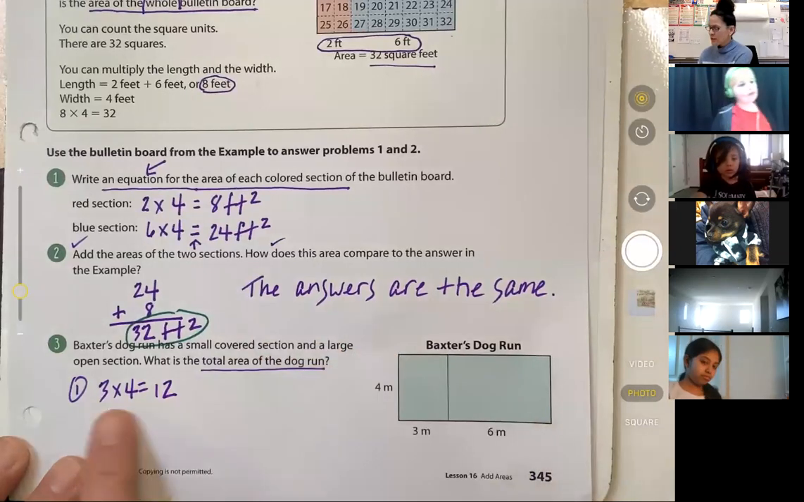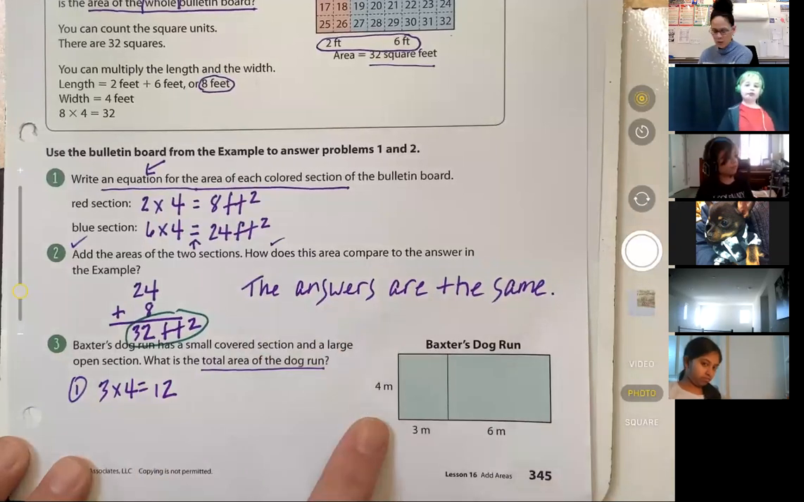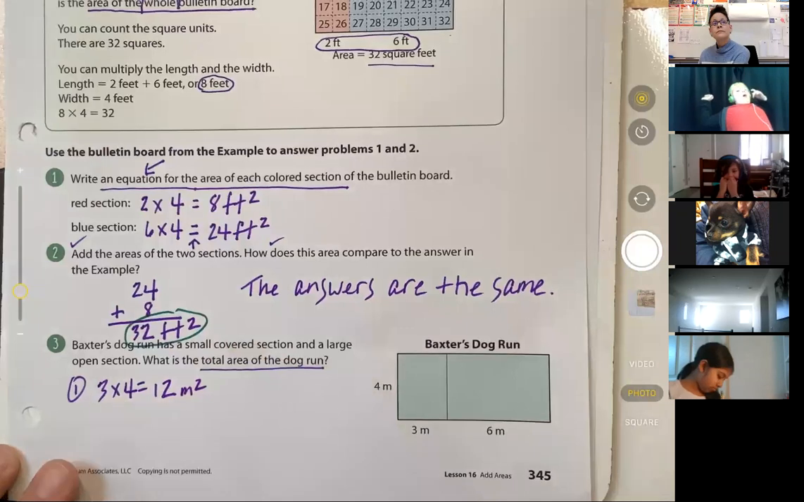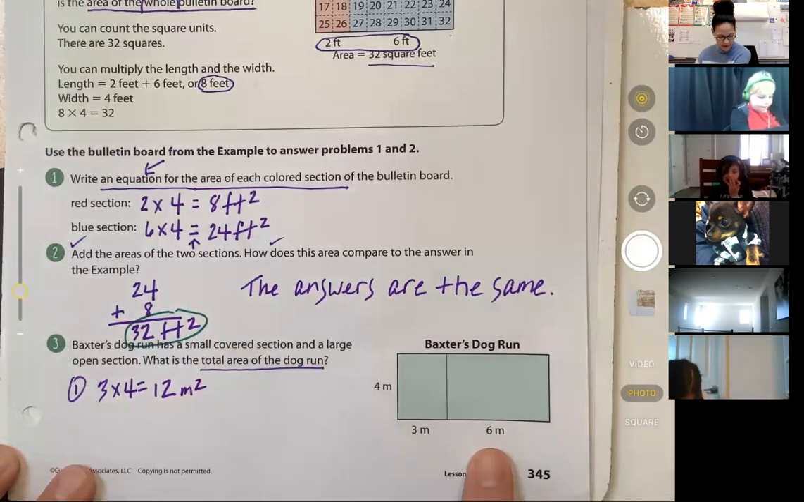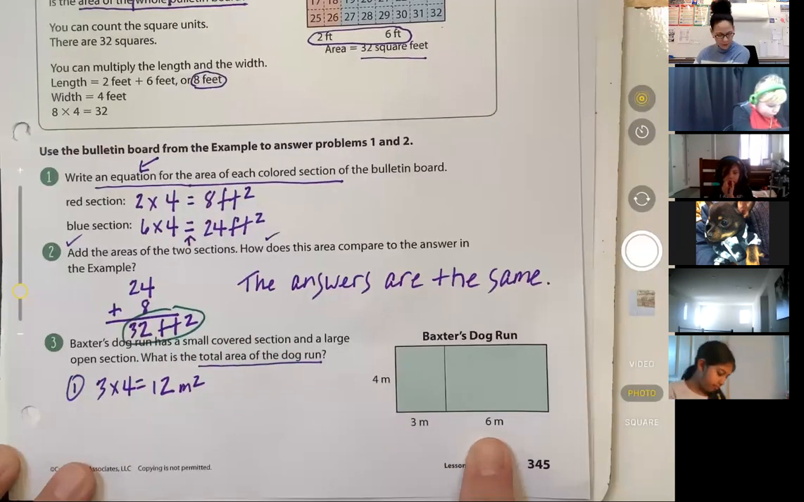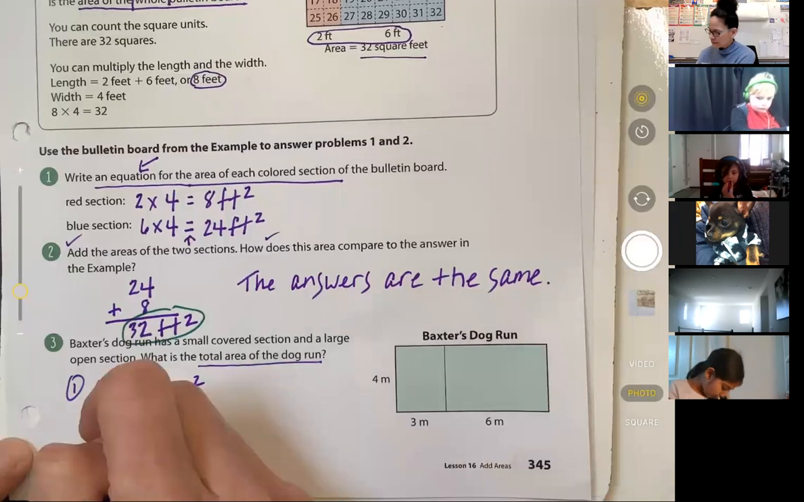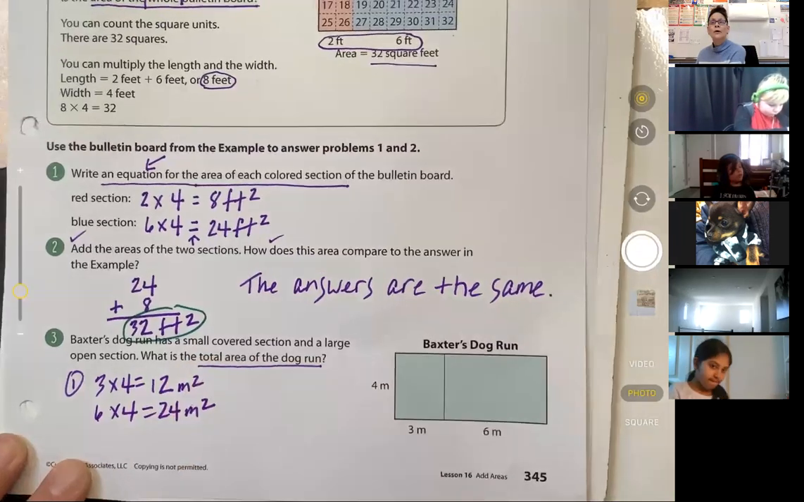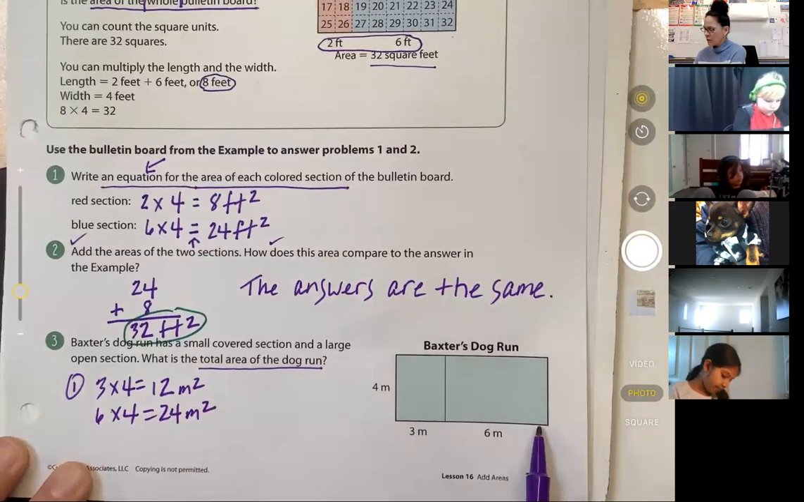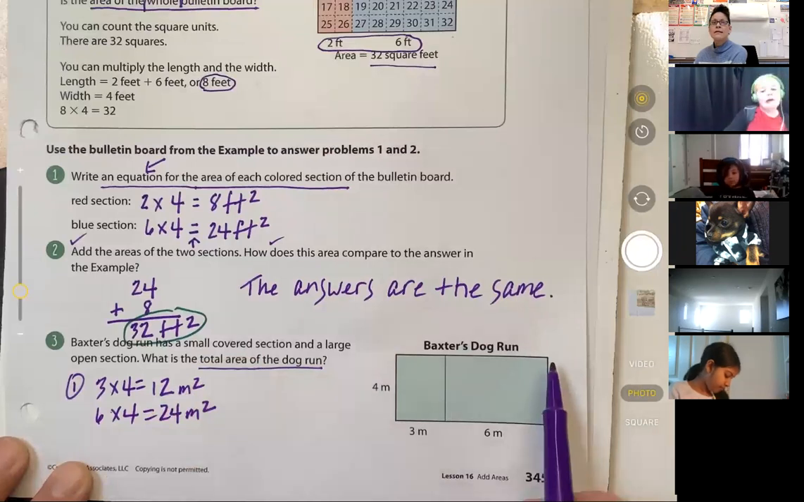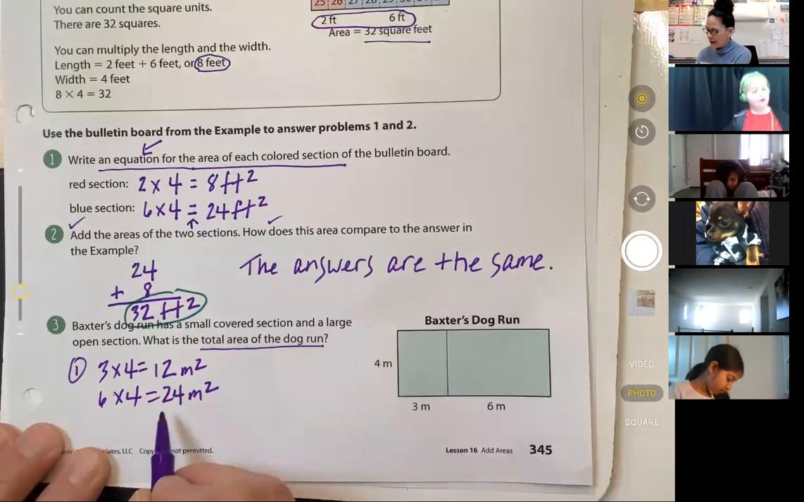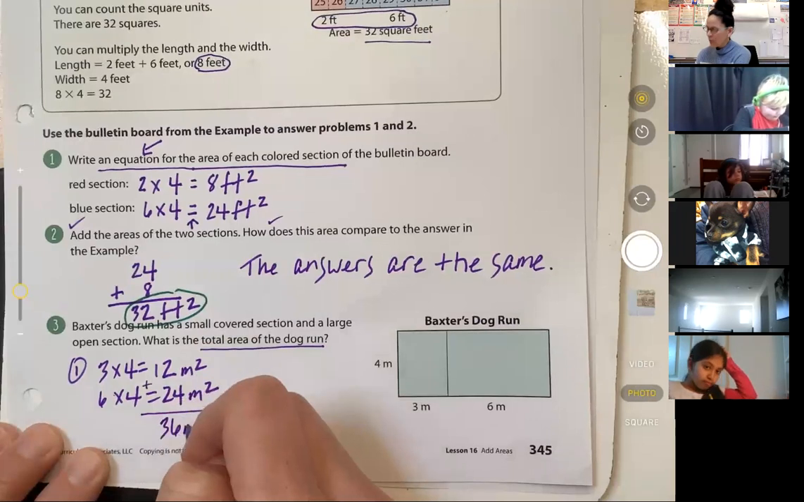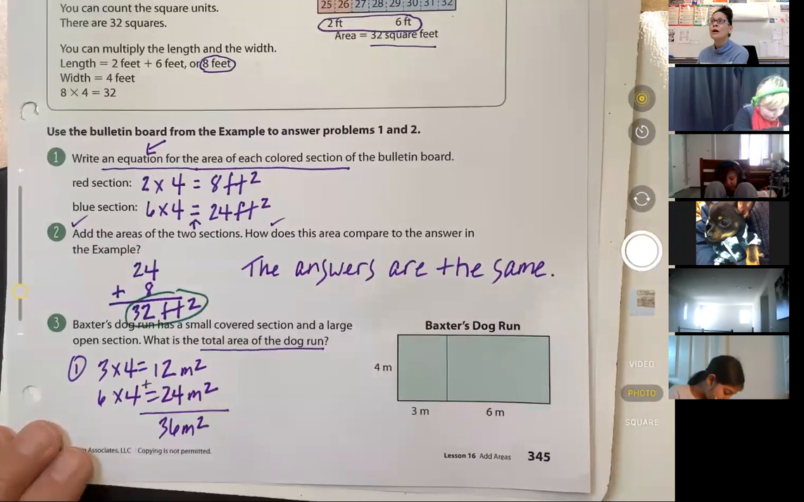Thank you. So you have 3 times 4, and that equals 12. And we're going to call this meters squared. And then we have over here 6 and 4, equals 24 meters squared. Where did I get the 6 times 4? 6 in length, 4 in width. That's the open section. And then I simply add them together. And that total is going to give me 36 meters squared, or 36 square meters, when I take each part.